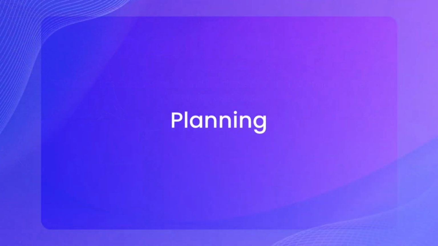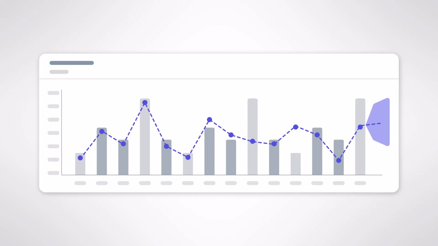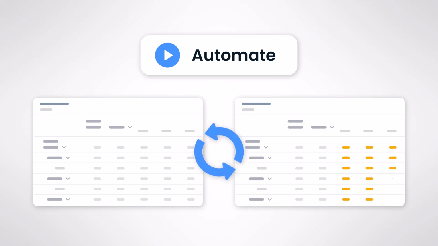SAP Analytics Cloud also allows you to plan, building your forecasts or budgets right along with analytics and reporting. See the impact of your plan right away without having to move data around before you report on it. Powerful allocation and automation tools also allow planning to be conducted faster and with more accuracy.